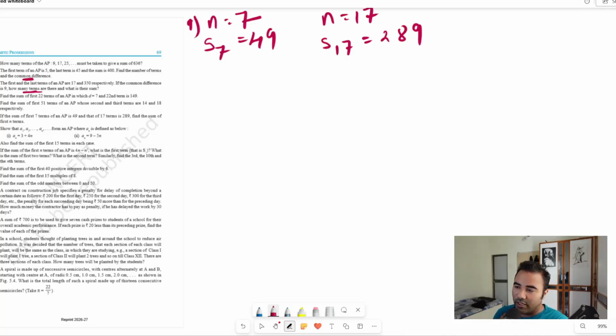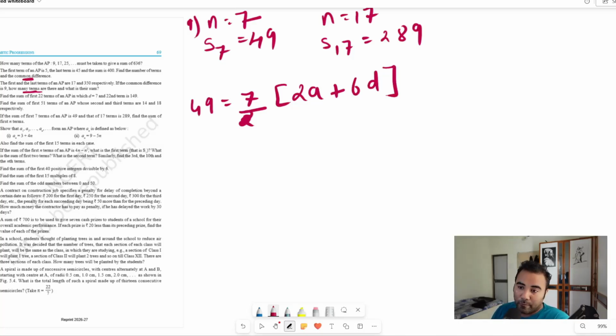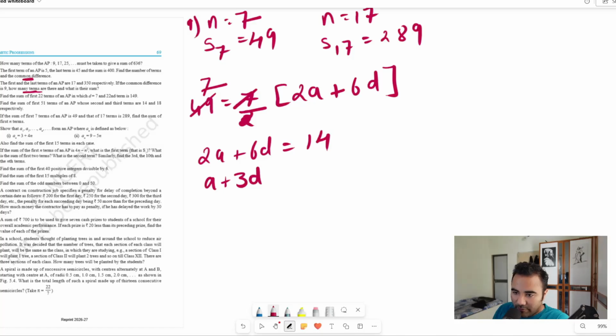We simply need to find, let's see, 49 is equal to 7 upon 2, 2a plus 6d. So 7 7s are 49, 7 2s are 14. So we have 2a plus 6d is equal to 14. This can be further shortened to a plus 3d is equal to 7. I've simply taken 2 common from both sides and that 2 will get cancelled. So this is your first equation.